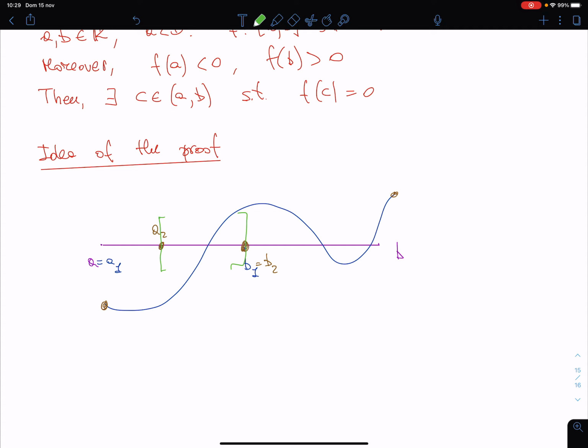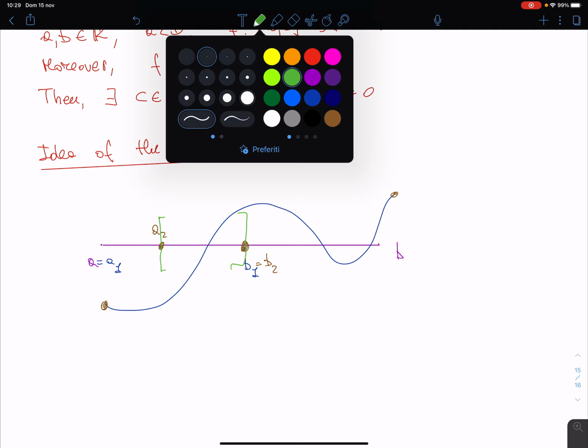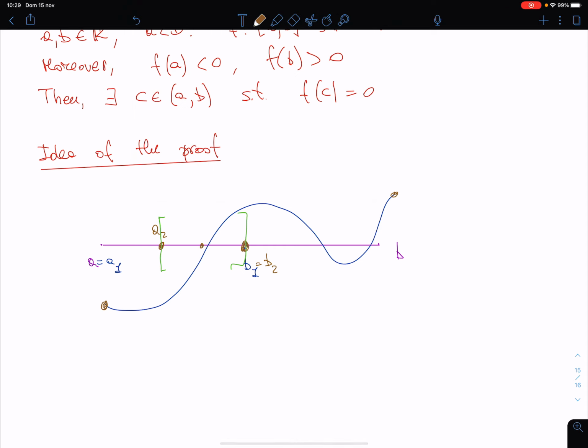So now you're studying a situation which is analogous to the starting situation, but in a smaller interval, which is 1/4 the size of the original one. And again, you repeat the algorithm. So you look at the middle point here. The function at the middle point is negative again. So you call this middle point A3, and this is again B3. And now you focus on the interval A3, B3.